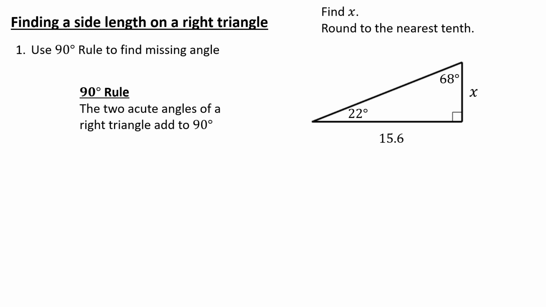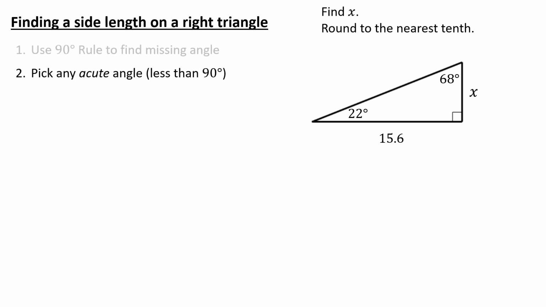Now, once you've figured that, step 2 is to pick any angle in the triangle, either the 22 or the 68. Now, I could pick the 22 or I could pick the 68, but for no particular reason, I'm just going to pick the 22.